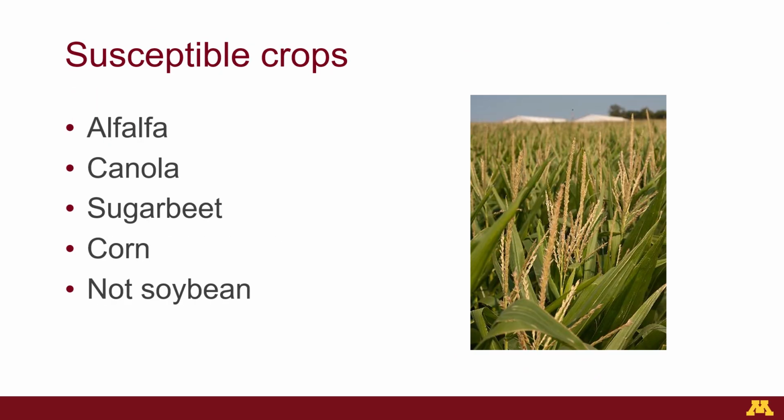The organic crops with highest potential for GMO pollen drift in the upper Midwest are alfalfa, canola, sugar beet, and corn. Corn, alfalfa, sugar beet, and canola are all outcrossing crops that are pollinated by wind or insects. Soybean, because it is self-pollinated, is not generally considered to be vulnerable to GMO pollen drift.